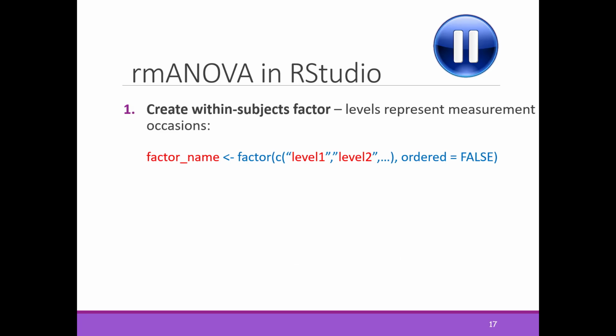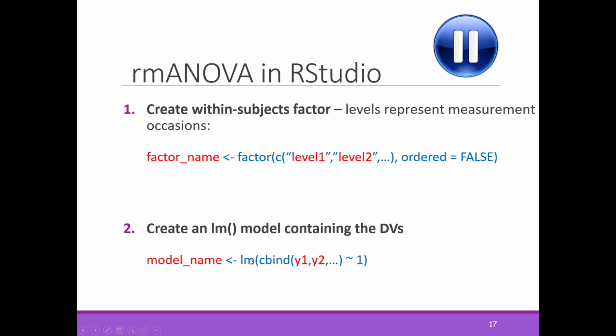So go over the code in PowerPoint and then we'll move over to RStudio. But first of all, what you want to do is to create that within subjects factor. And so each level represents a measurement occasion. And so you would do that by creating the factor object and then using the factor function and making a list of the different levels of your factor. And then you can just plug in the ordered equals false as the remainder of that factor function.